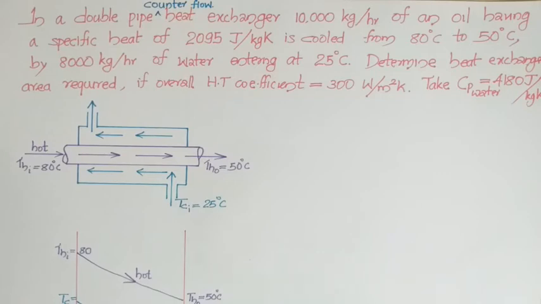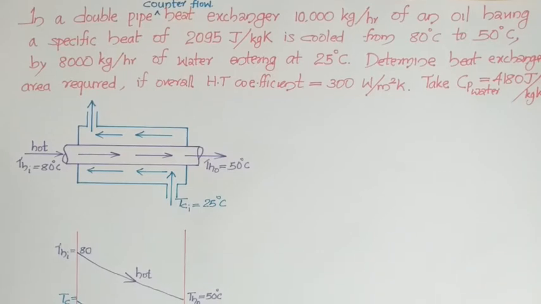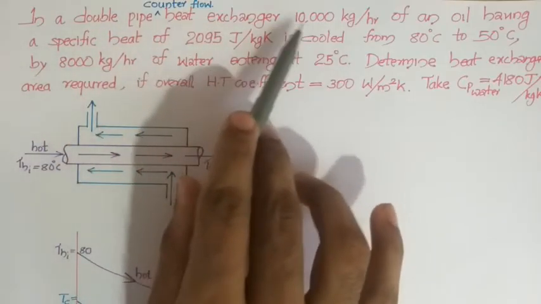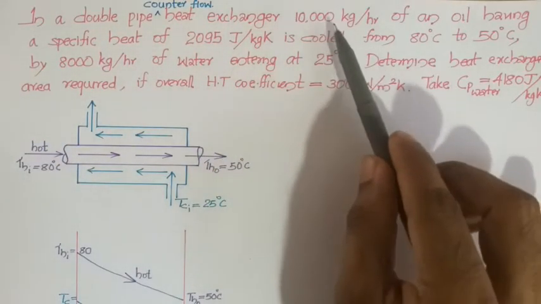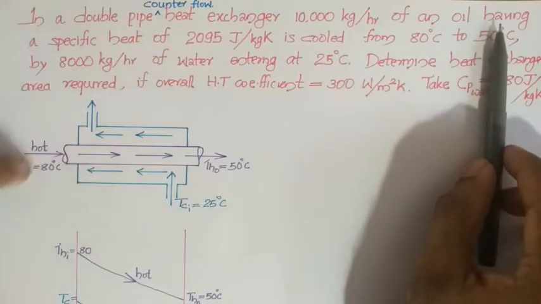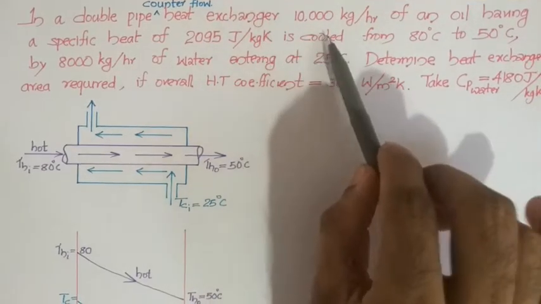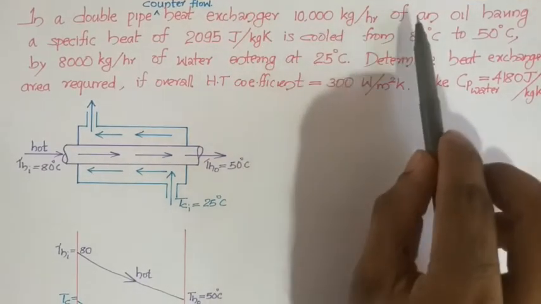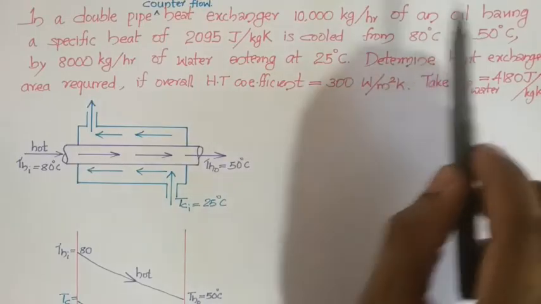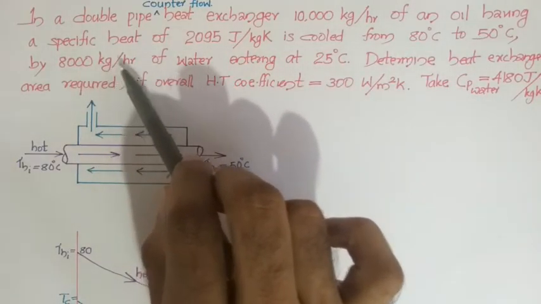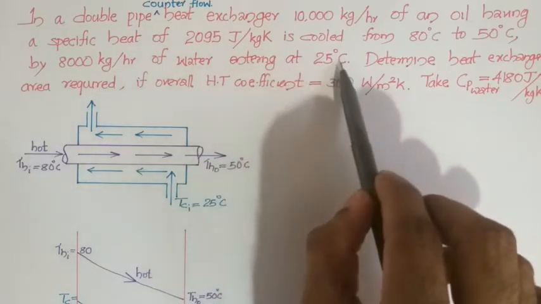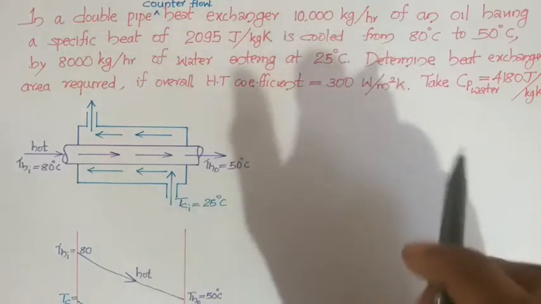In this video, we will be solving a problem based on the LMTD based analysis of heat exchangers. Here a double pipe or tubular counterflow heat exchanger is given where 10,000 kilogram per hour of an oil having specific heat 2095 joules per kilogram Kelvin is cooled. It is getting cooled means this oil will be the hot fluid as its temperature is reducing from 80 to 50 degrees Celsius, and it is cooled with the help of water flowing at 8,000 kilogram per hour entering at 25 degrees Celsius. So water will be acting as the cold fluid.